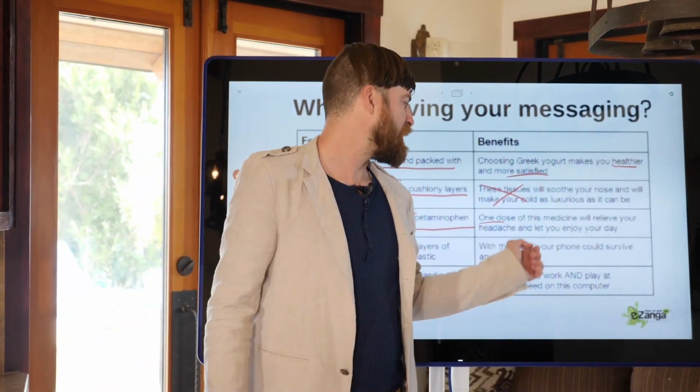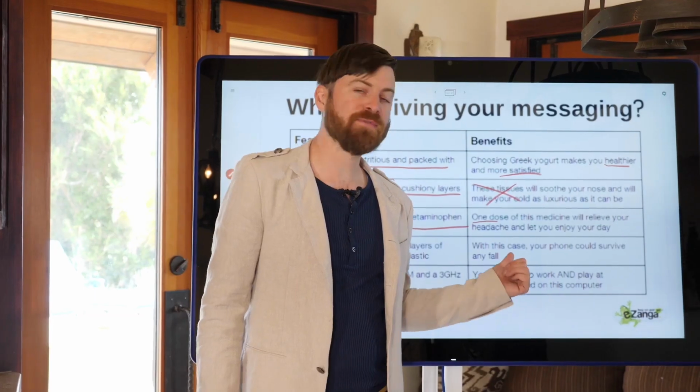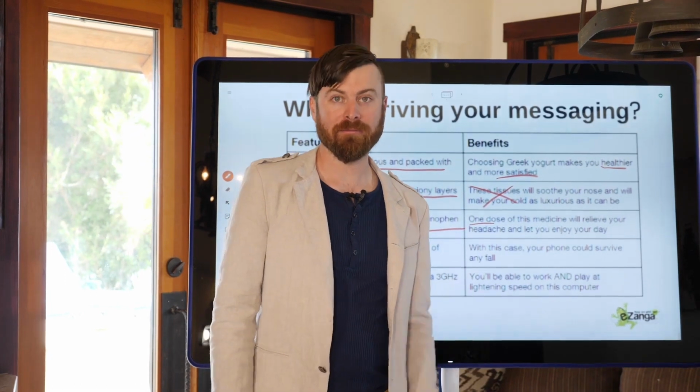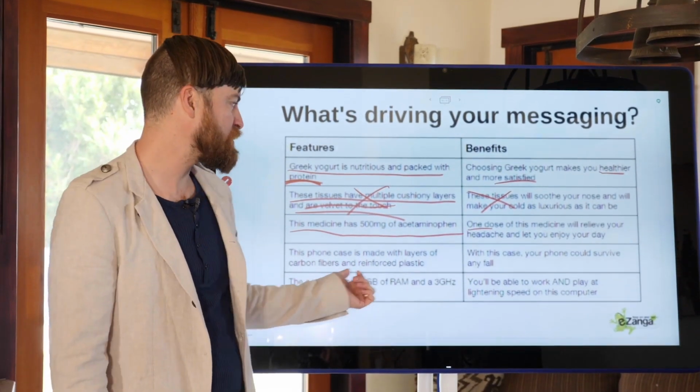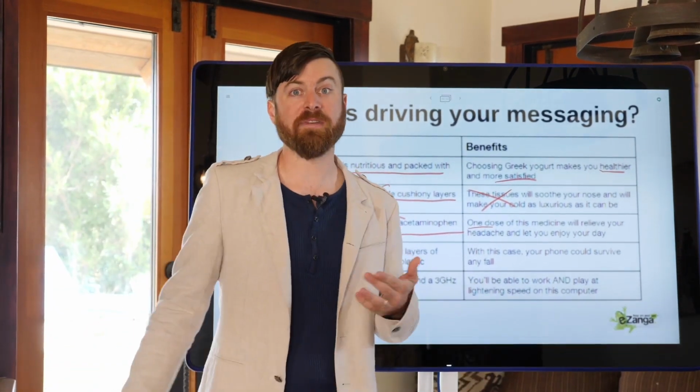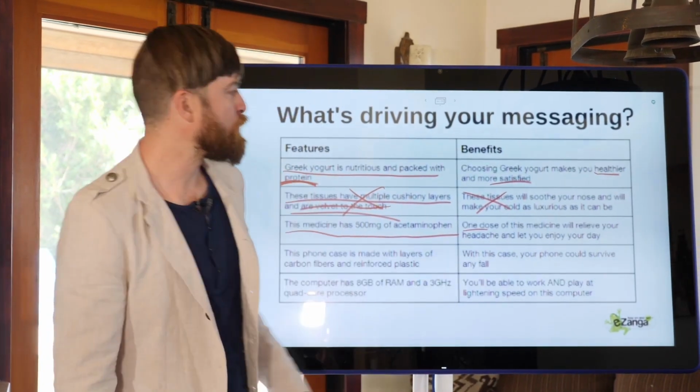Feature. Benefit is saying this phone case will never break, or this phone case can survive any fall. That's a benefit. Would you rather buy a phone case that has plastic and carbon fibers in it, or would you rather buy a phone case that can survive any fall? Benefits sell. So that's more examples.